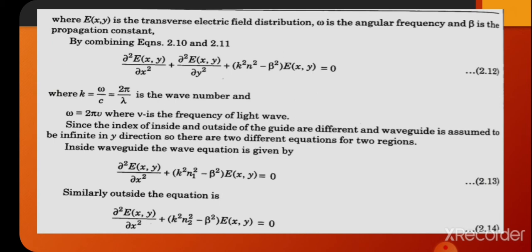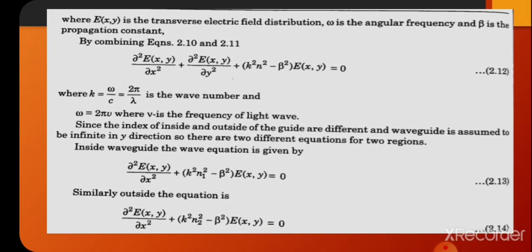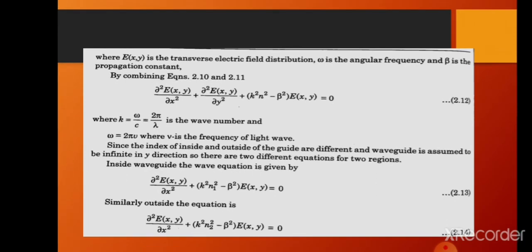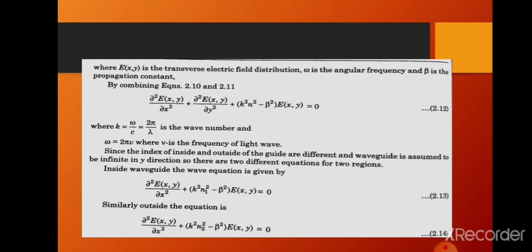Inside the waveguide, the wave equation is given by ∂²E(x,y)/∂x² + (k²n1² − β²) E(x,y) = 0. Similarly, for outside the waveguide, the wave equation is ∂²/∂x² E(x,y) + (k²n2² − β²) E(x,y) = 0. The difference is that for inside the waveguide the refractive index is n1, and for outside it is n2. So we can simply substitute n1² and n2², and we get these equations. These are the wave equations corresponding to the inner waveguide and the outer waveguide.